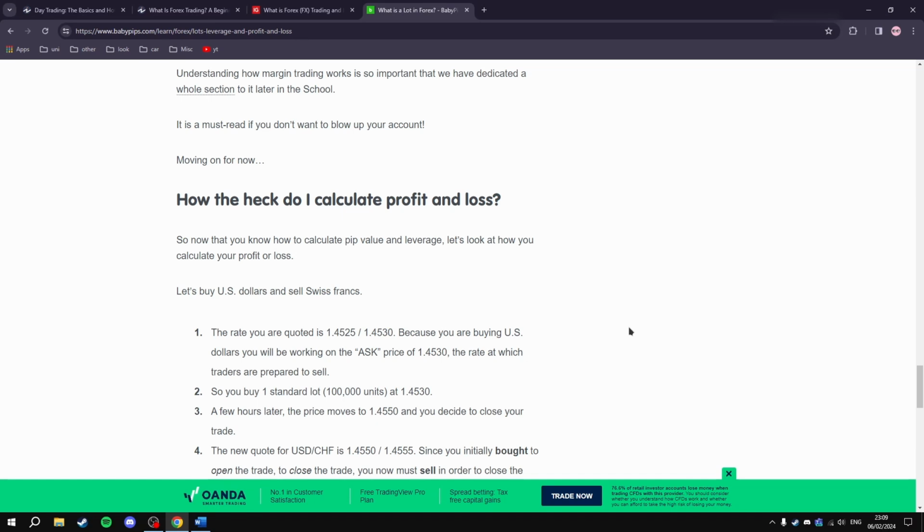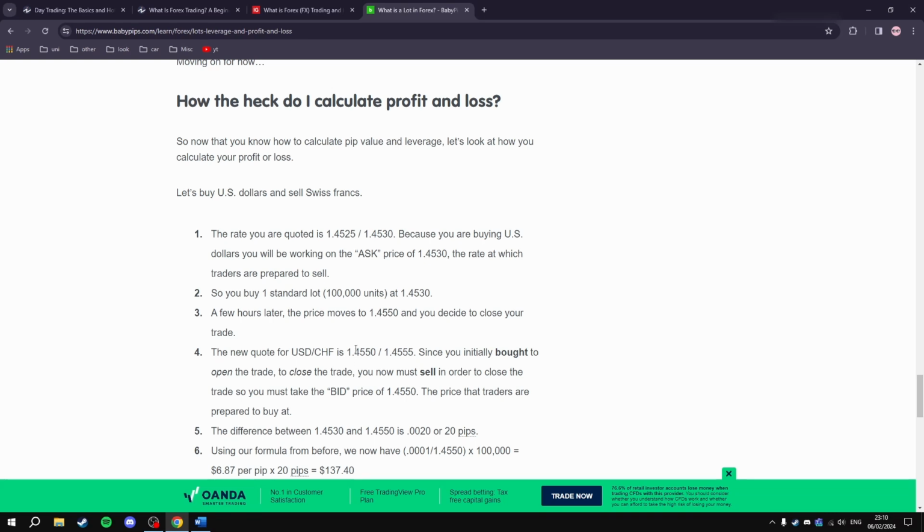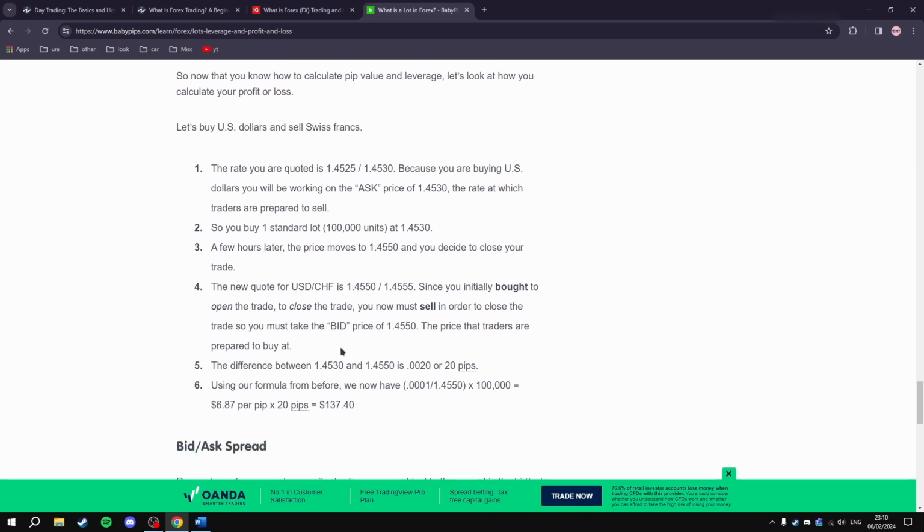A few hours later, the price moves to 1.4550 and you decide to close your trade. The new quote for USD/CHF is 1.4550 and 1.4555. Since you initially bought to open the trade, to close the trade, you must now sell. So you must take the bid price of 1.4550, the price that traders are prepared to buy at. The difference between 1.4530 and 1.4550 is 0.0020 or 20 pips.